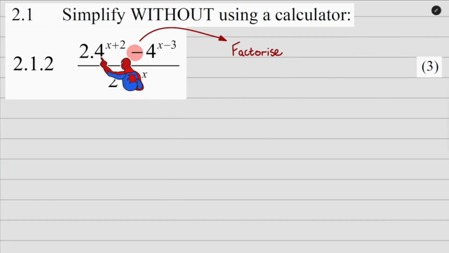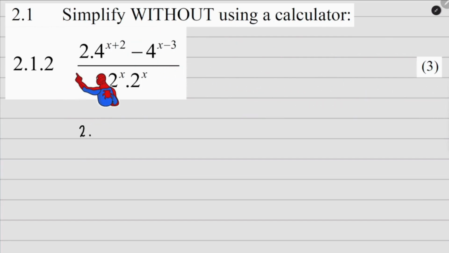So I see some composite numbers, this 4 and this 4. And firstly, I'm going to prime factorize them. Okay, so this 2 will stay over there. And then if I prime factorize this 4, I get 2 squared.